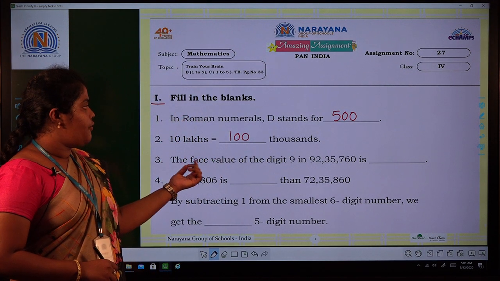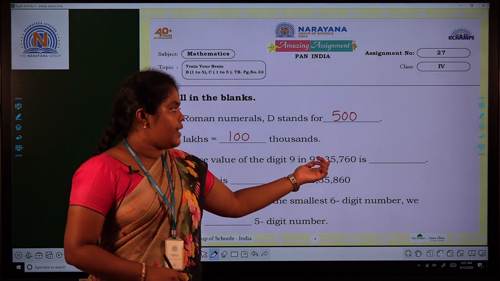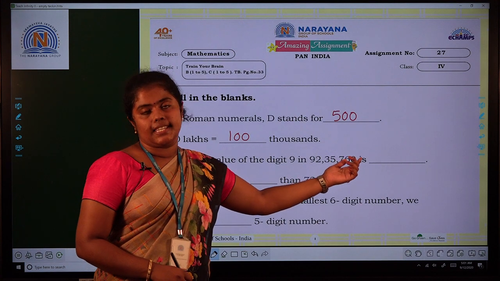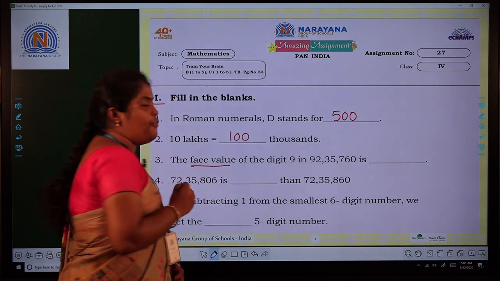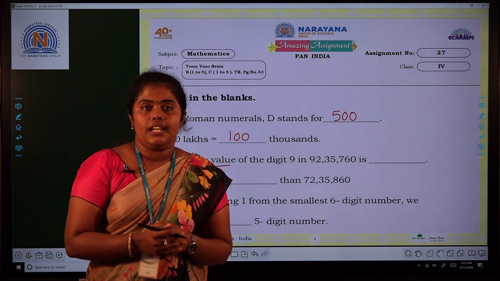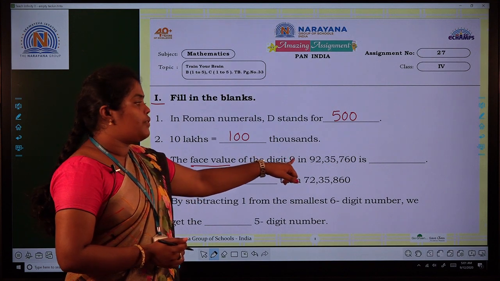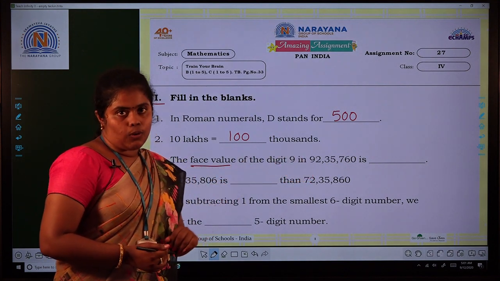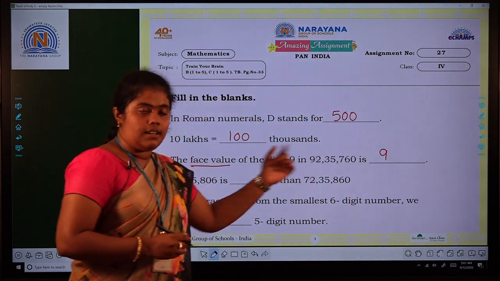Third question, the face value of the digit 9 in 92,35,760 is. So, let me know the face value. Face value means the digit itself or value of the digit. Here, the face value of the digit 9 is 9 only. In the number, the face value of 9 is 9.